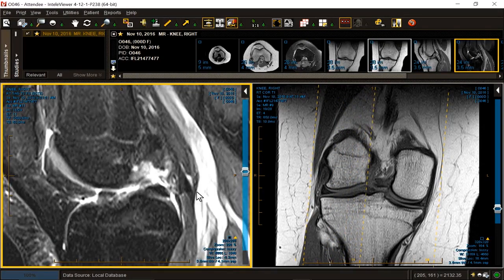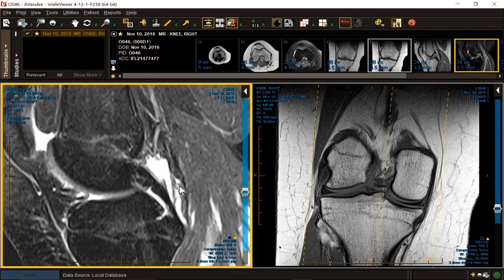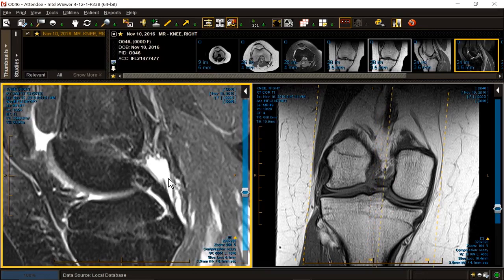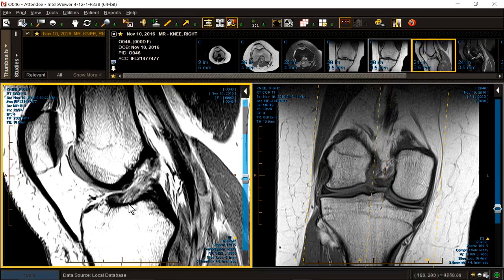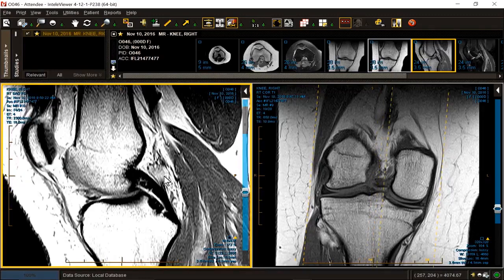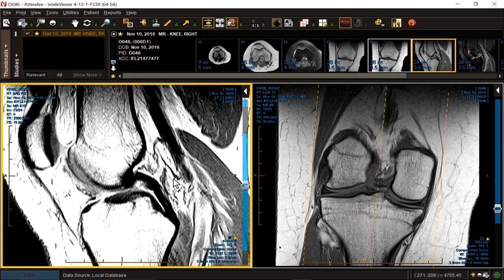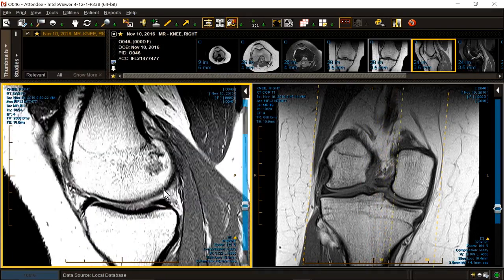Let's keep going. How about our posterior capsule? We said it looked pretty good, and it does. I wouldn't say it's the best view of it sagittally. Maybe this one will show it a little better, the T2. It does. There's our posterior capsule. It's a mediocre look at it.